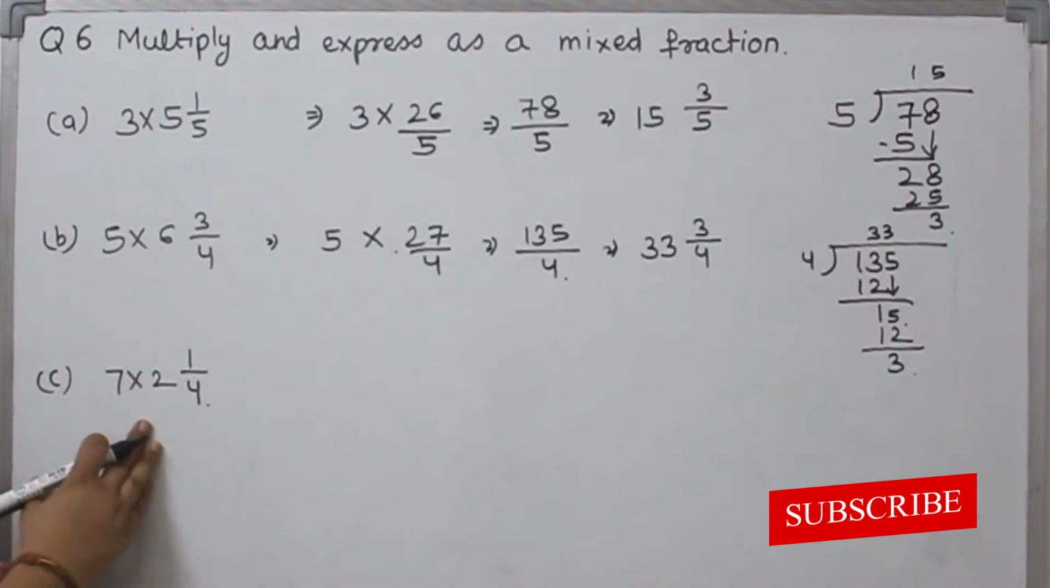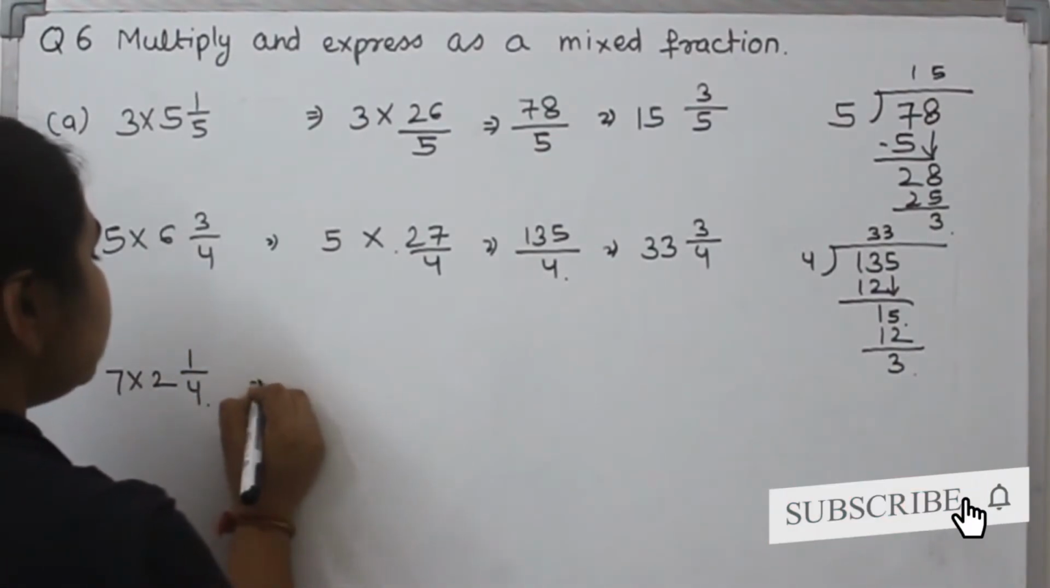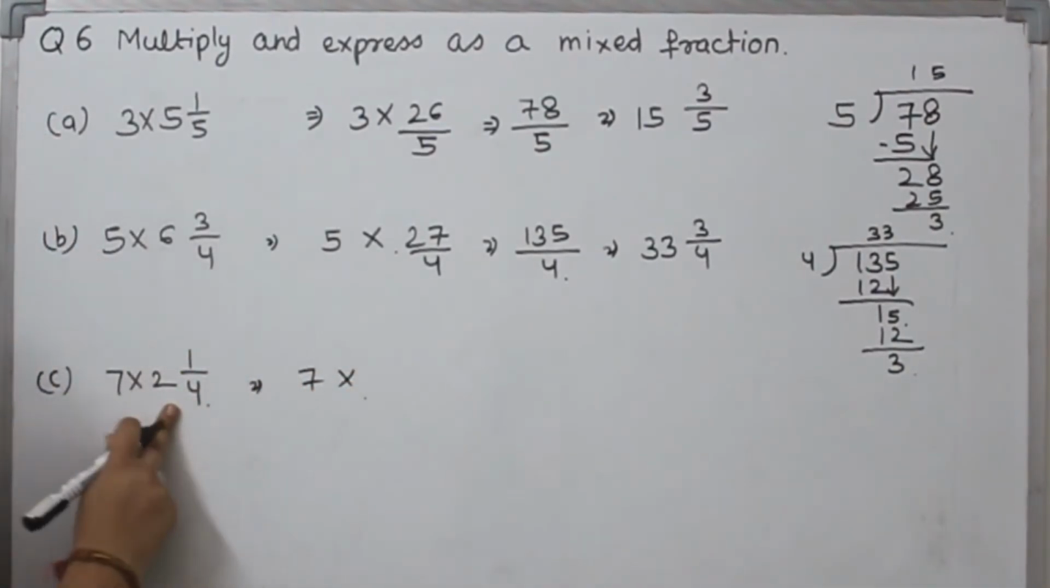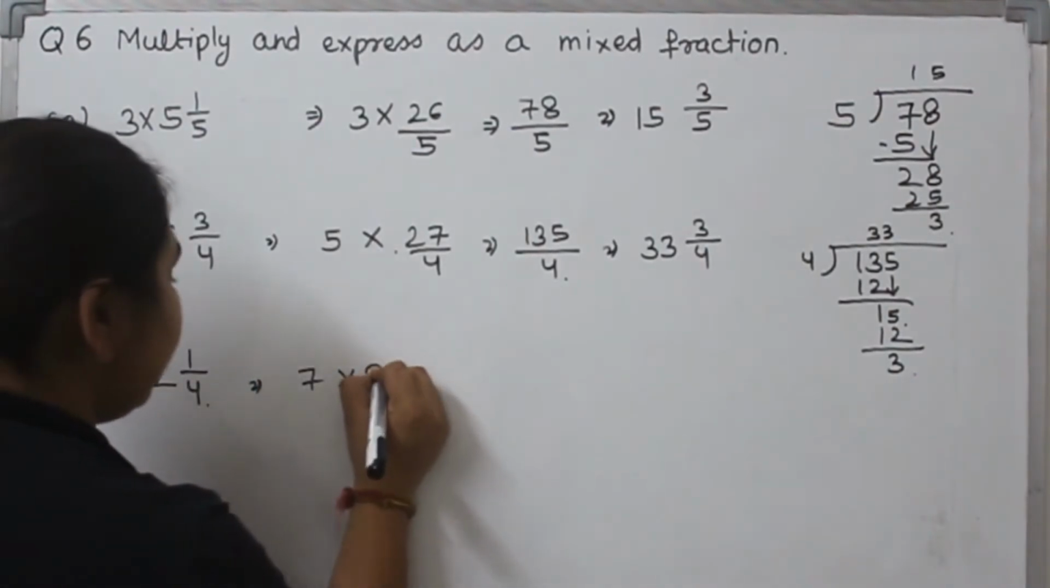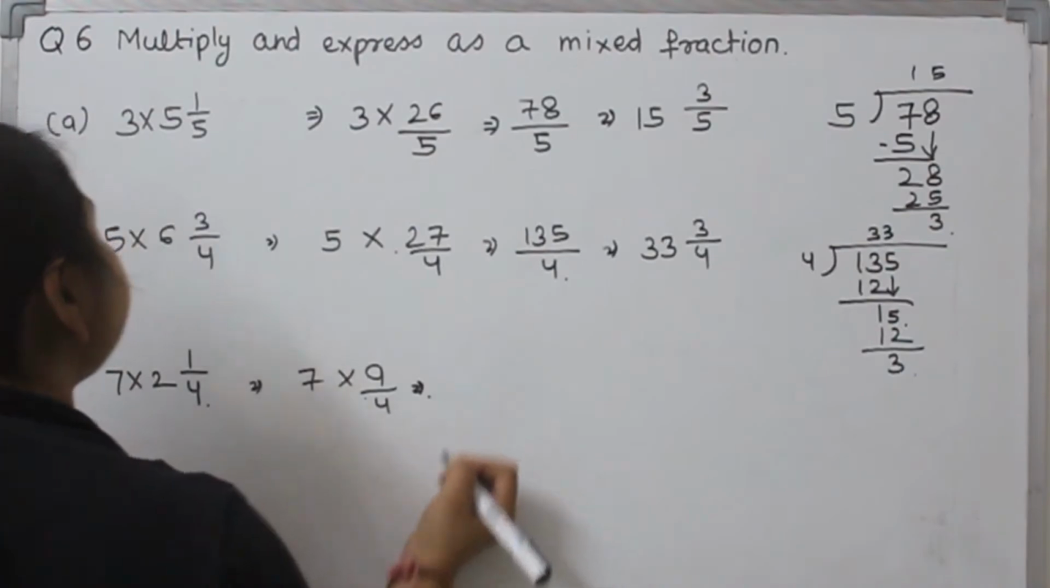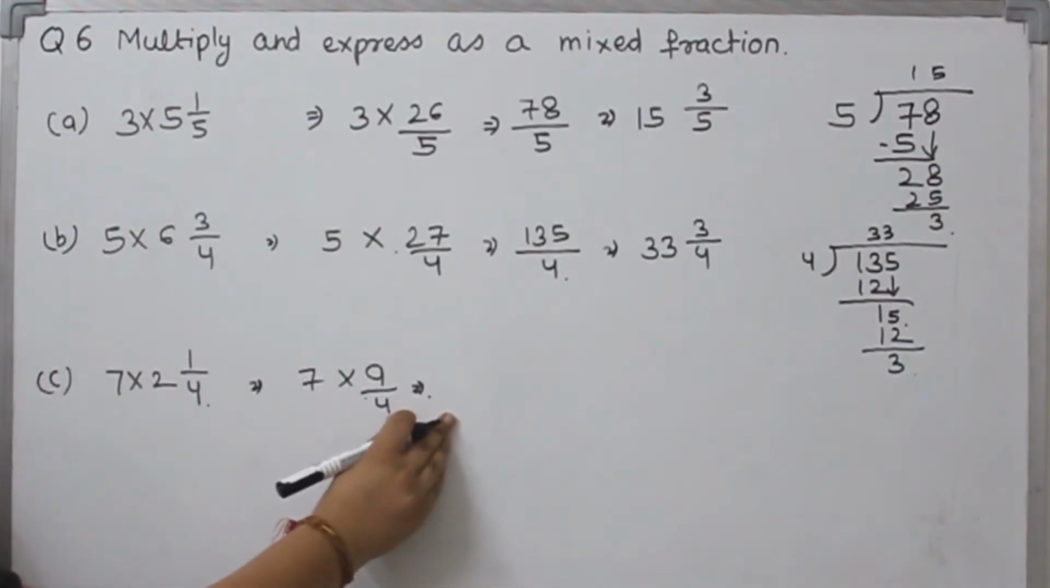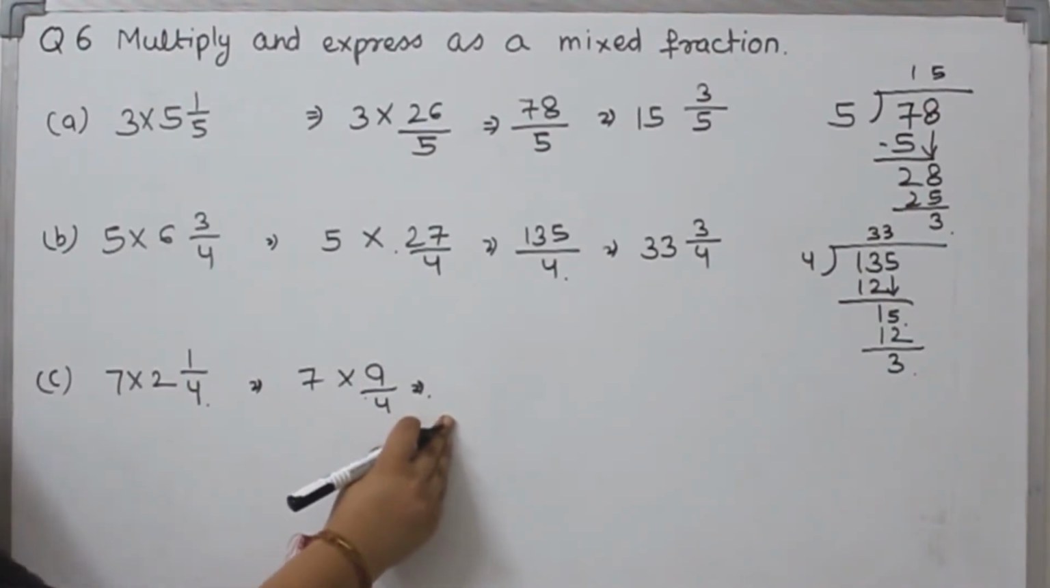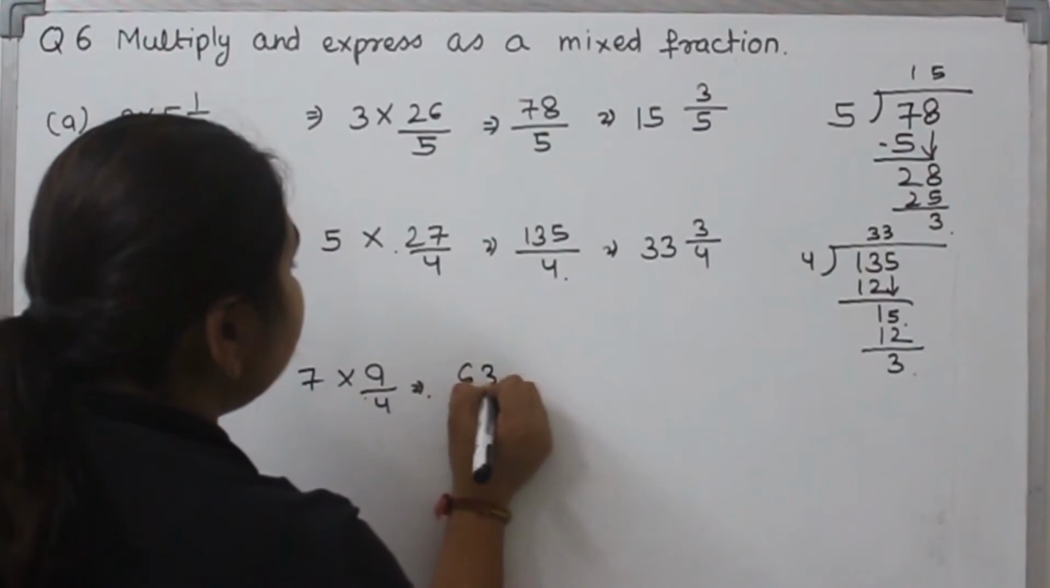Part C: 7 multiplied by 2 and 1 by 4. So we will write 7 multiply. This is the mixed fraction. 4 multiplied by 2 is 8 plus 1 is 9. 9 by 4. 7 multiplied by 9. 7 nines are 63.